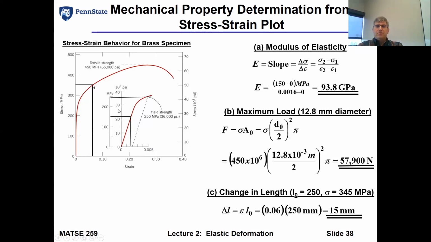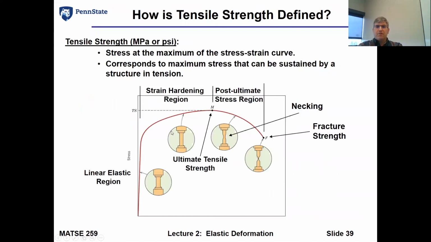So just using a stress strain curve, a couple of ideas of this case, a brass specimen, it would be different for different materials. We can determine a pretty good amount of what's happening with this material, with a pretty minimal amount of other information, just what we can take from the curve itself.